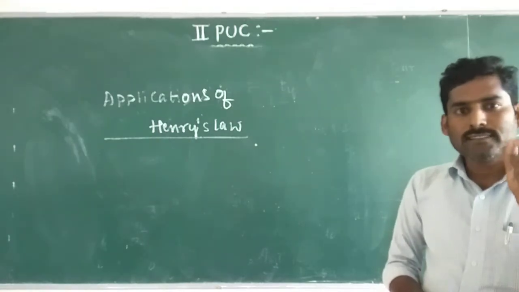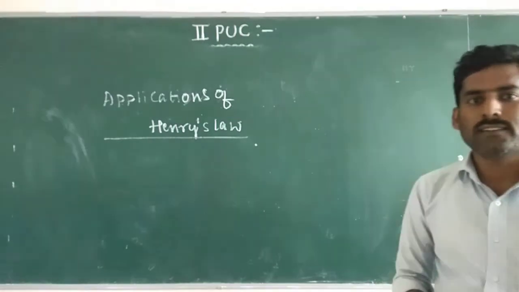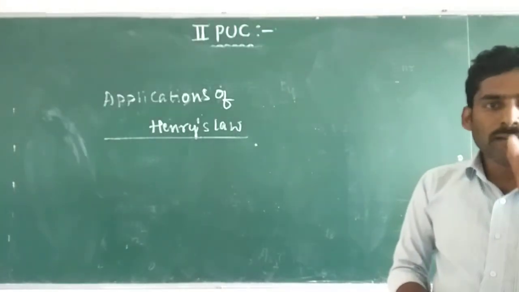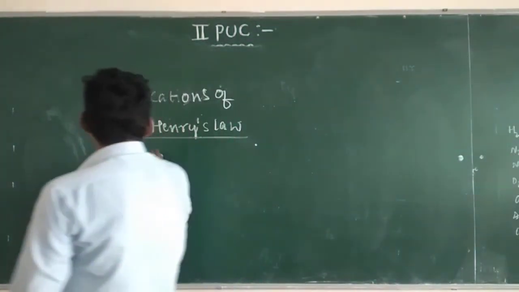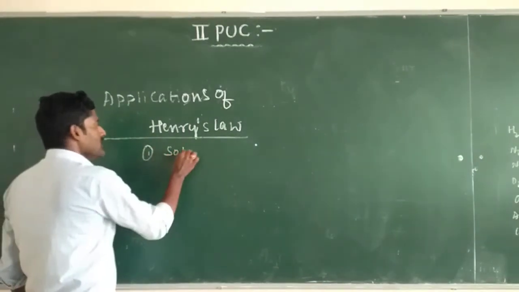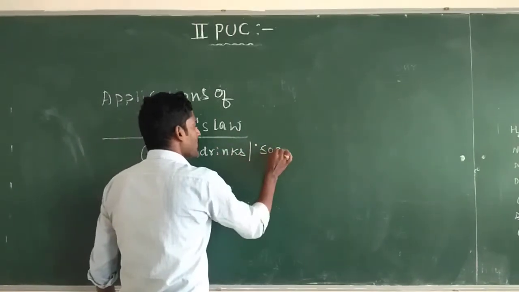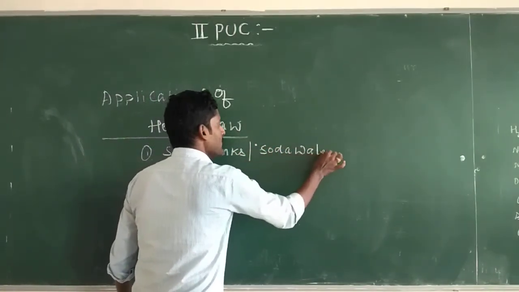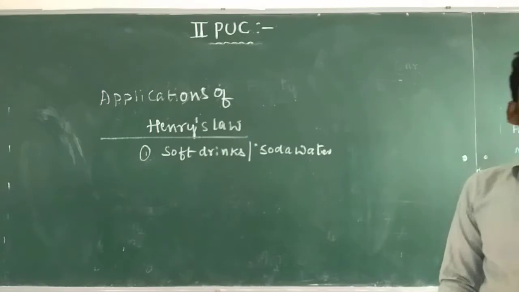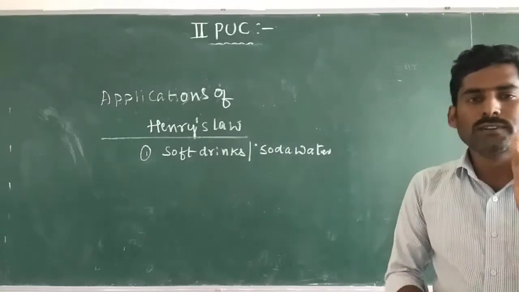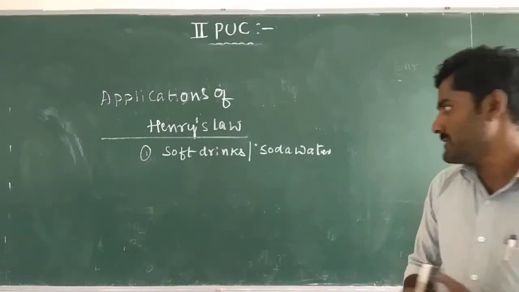That is, carbon dioxide is made to dissolve more in the soft drinks or soda water by sealing the bottles at high pressure, so that it can be used in the preparation of soft drinks and soda water. So during the preparation of soft drinks or soda water, more carbon dioxide is made to dissolve by sealing the bottles at high pressure.